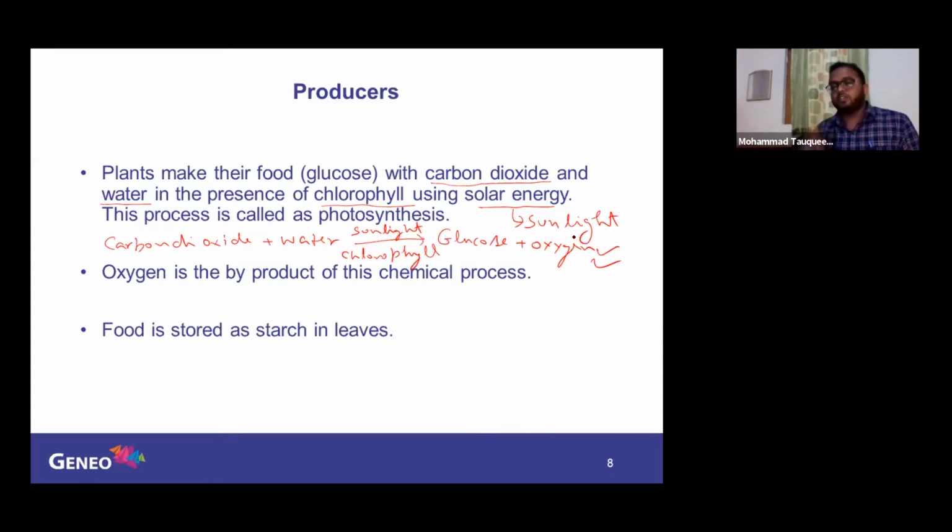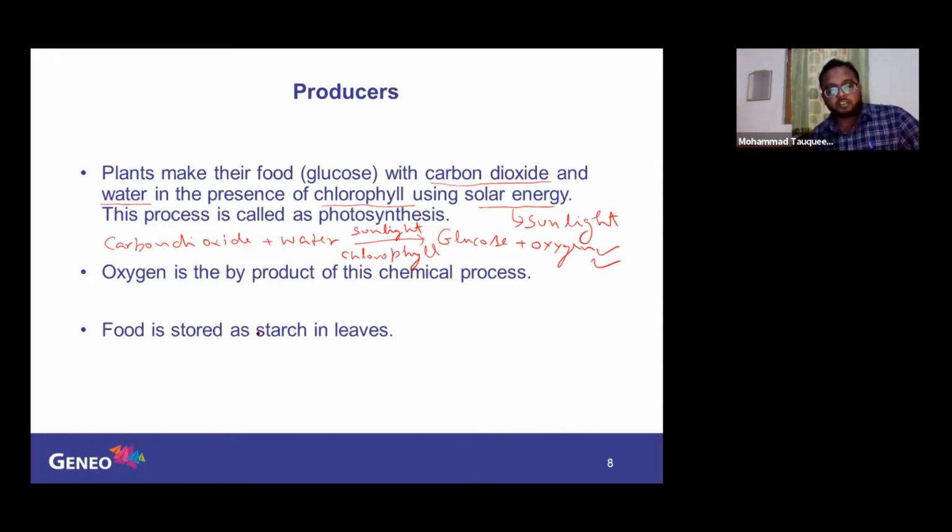So make sure, if someone asks you what is the main demerit of cutting forest or deforestation, then you have to say that if we cut the forest, then oxygen will not be produced by plants and it will be decreasing day by day, and finally it will end up. So you have to remember.